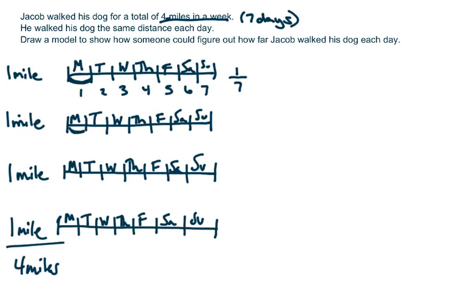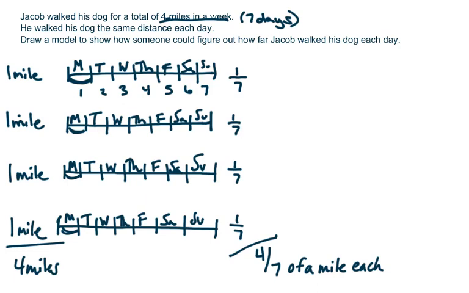In the next one, he walked 1/7. In the next mile, he walked 1/7. In the next one, he walked 1/7. For a total of 4/7 of a mile each day. So I'm just taking that total and breaking it down, and then breaking it into how many days of the week there are, so that I can break it down each mile by itself, how much of each mile he walked, and then adding that together to get a total of a mile for each day.